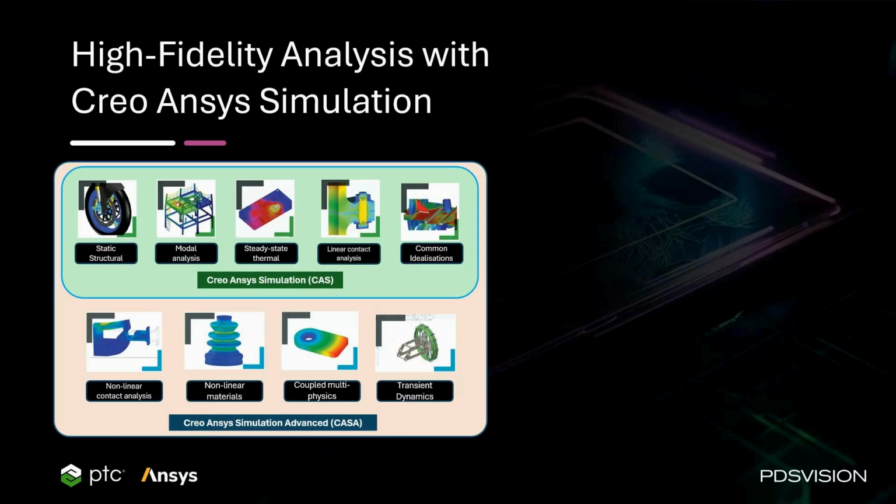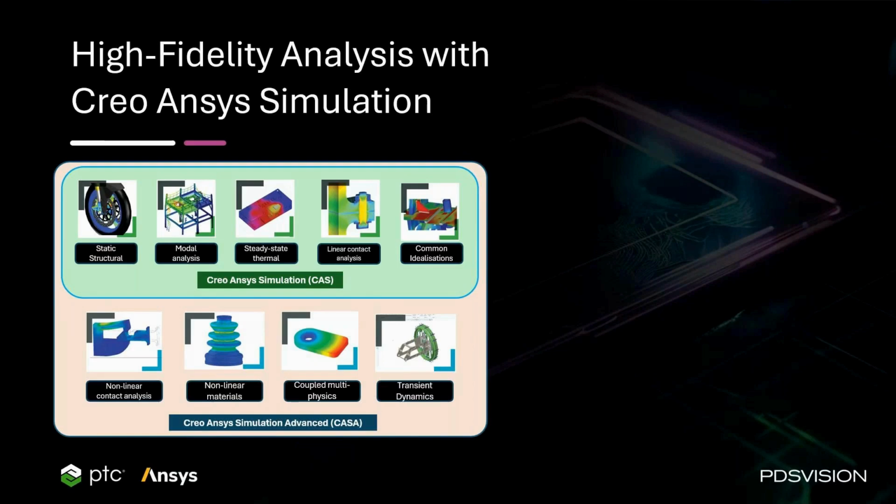If you want to step the complexity of your model up a little bit, with the Creo Ansys Simulation Advanced license, you'll be able to set up more complicated models, allowing for coupled multiphysics and transient simulations. You'll also get access to nonlinear contacts and materials, allowing you even more confidence in the accuracy of your model setup, and hence in the accuracy of your results.